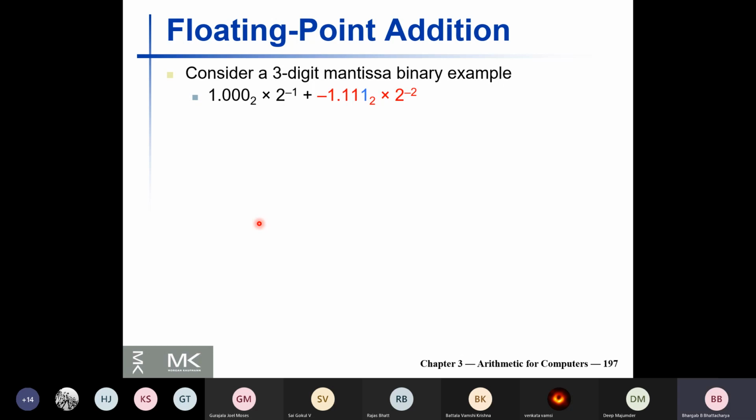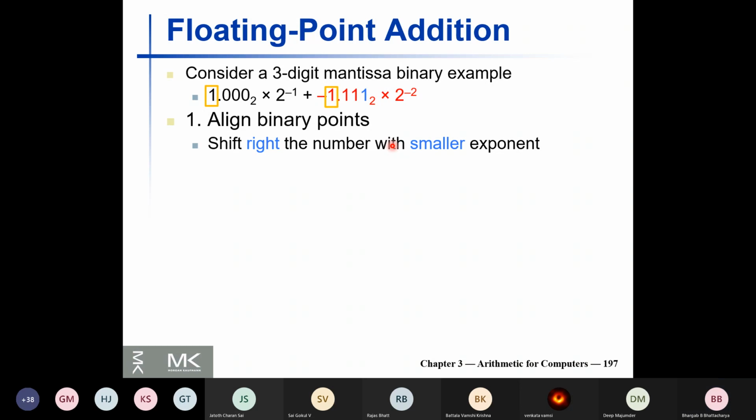So this is the question here: which one am I going to change, the bigger exponent one or the smaller exponent one? Is the question clear to you? Also notice that this one is hidden. So during operation, we have restored it. Okay. And binary points, shift right the number with the smaller exponent. So I'm going to shift this one, since this is the smaller exponent. So you tell me why, why not this one?